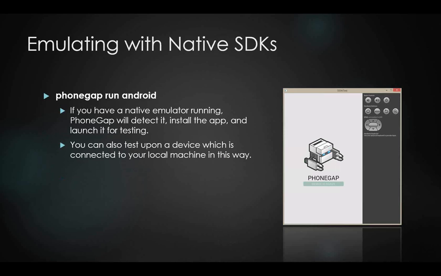So emulating with native SDKs, here you can see I'm emulating with Android. So you just say phonegap run android, that'll both build and run the actual application in Android for you. So if you've got your emulator running, so if you've installed the Android development tools and you've set up a little virtual machine and you've got it running in the background, which is what you see right here, PhoneGap will actually detect that, install the application, and launch it for you to go test.